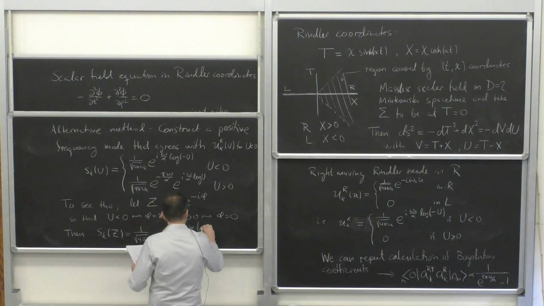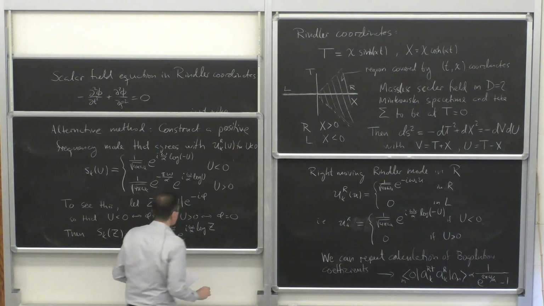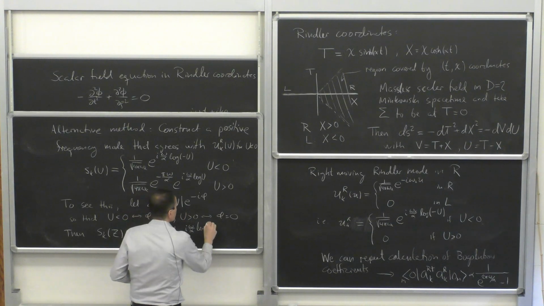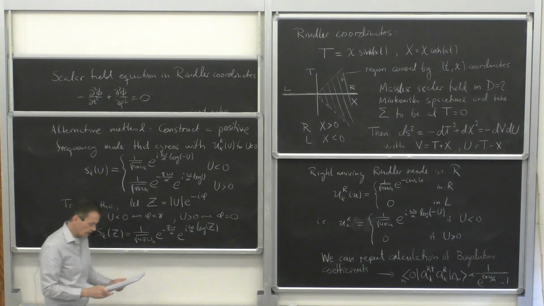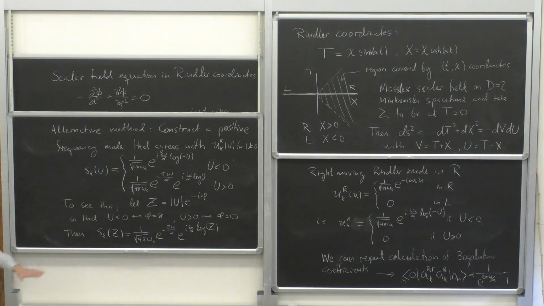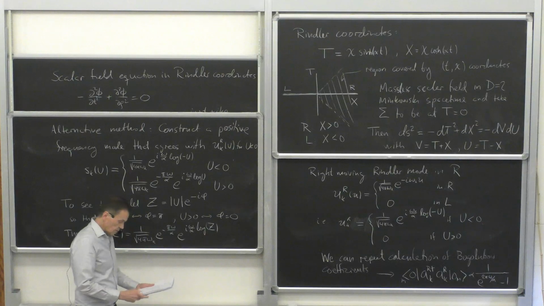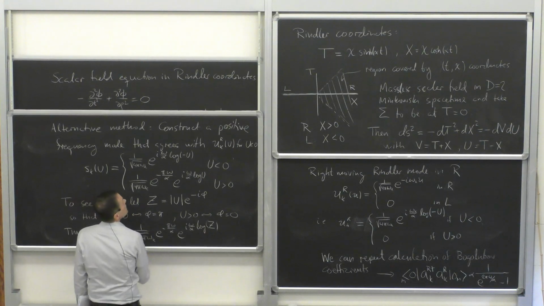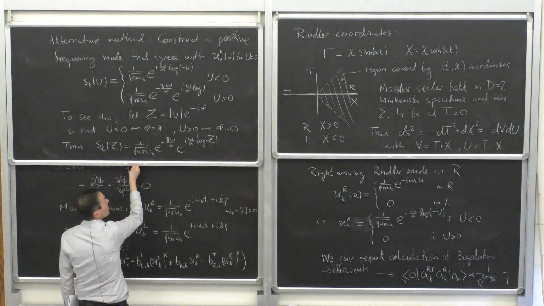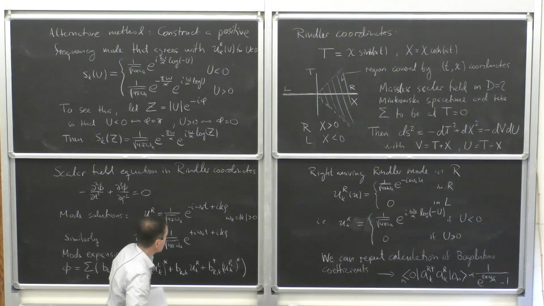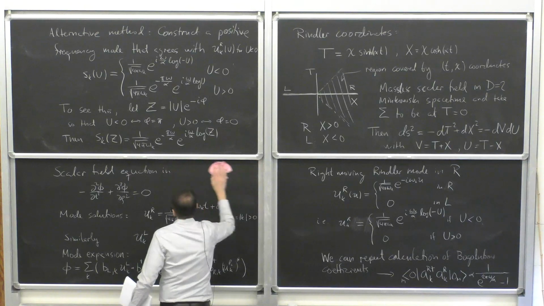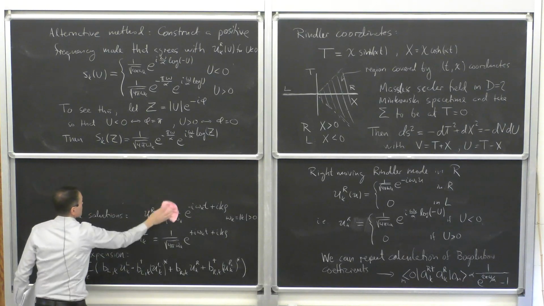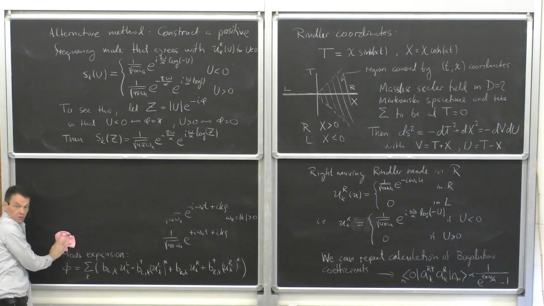Log of z. Okay? Now this is a mode that is, by construction, analytic everywhere in the lower half plane. And this I'm not going to show here, but it's not hard to show. And then what that means is that we can ask, so for it to be a positive frequency mode, it means it's not allowed to have overlap with any negative frequency mode, right?